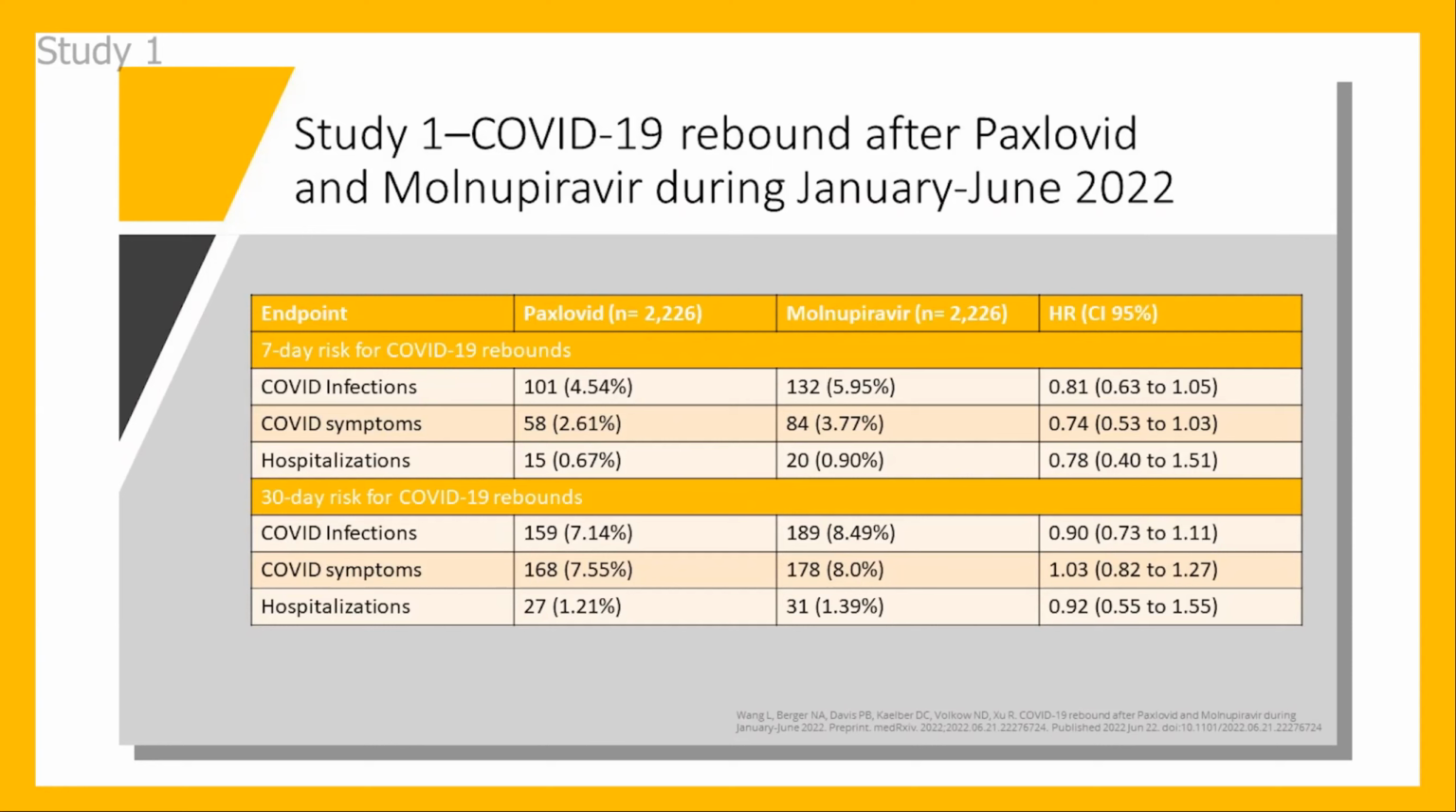For both groups, the rate at which COVID-19 rebound infections occurred at 7 days was between 5 to 6%. And at 30 days, the rate was about 7 to 8% of patients receiving these agents. Hospitalizations occurred in about 1% of patients after taking the study drug. Although without a control group, it's difficult to ascertain the extent that these agents played in these rebound infections.